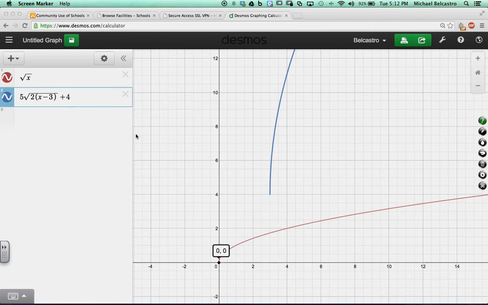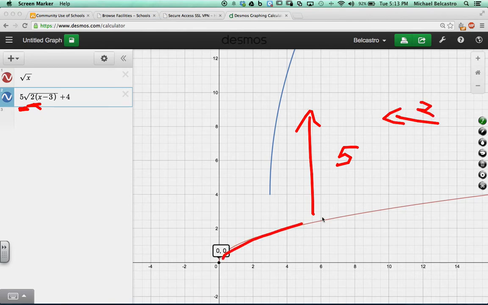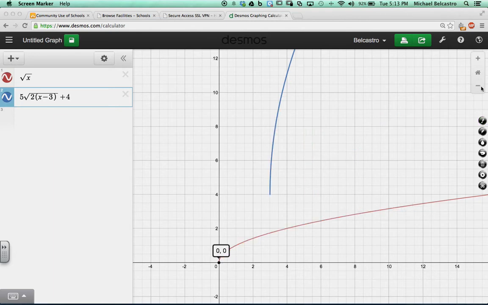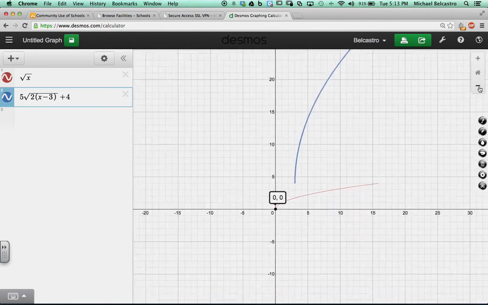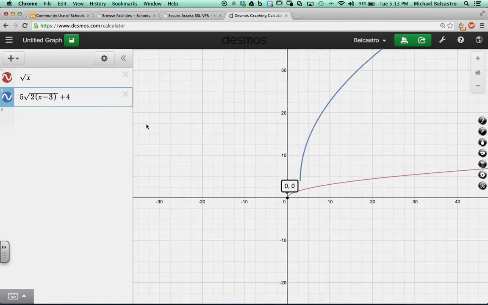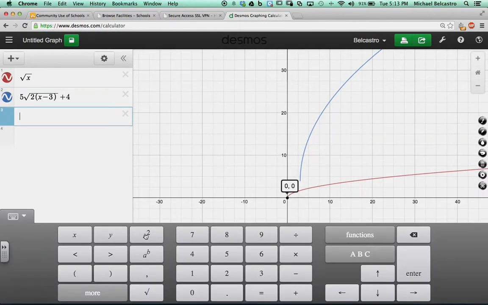But what's also happened is our value has been vertically stretched, so it's been pulled upwards by a factor of 5, and it's been horizontally compressed by a factor of 2. So it's a very big effect. It used to go like this, and now it looks like it's almost heading in a vertical direction. If we zoom out, we can see how very different these two functions start to look. So let's look at this on a one-to-one basis.